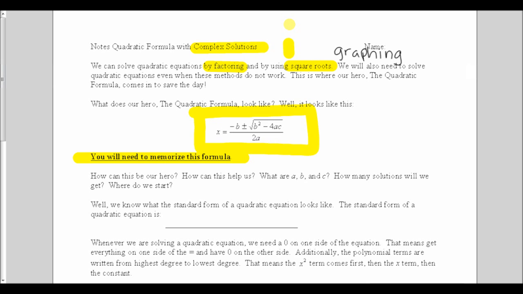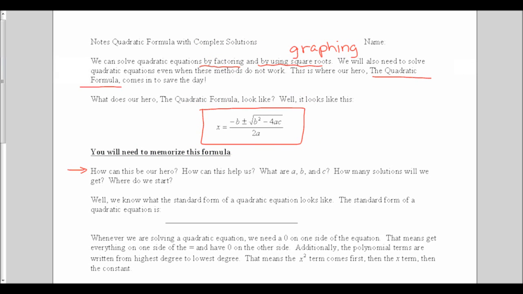So, how can this be our hero? How can this help us? What are a, b, and c? How many solutions will we get? Where do we start? Well, we know what the standard form of a quadratic equation looks like. The standard form of a quadratic equation is, if I start with 0 equals, it could also be a y equals if I wanted to, I would have ax squared plus bx plus c.